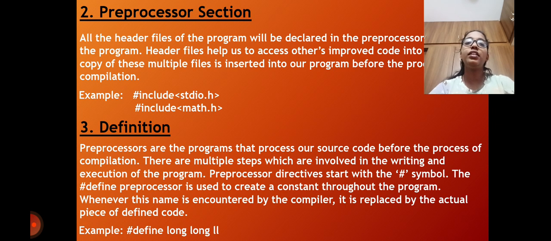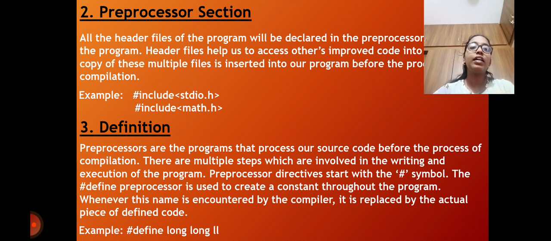Definition: preprocessors are programs that process our source code before the process of compilation. There are multiple steps involved in the writing and execution of a program. A preprocessor directive starts with the hash symbol. The hash define preprocessor is used to create constants throughout the program. Whenever this name is encountered by the compiler, it is replaced by the actual piece of definition code. Example: hash define long ll.